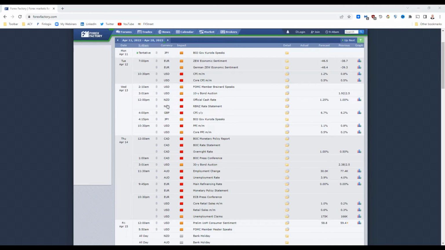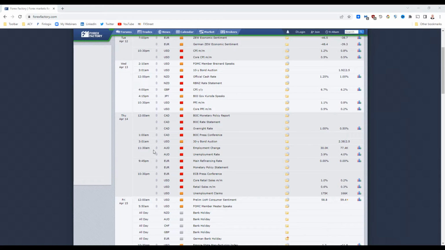Tomorrow noon we have the New Zealand official cash rate coming out. That could potentially affect the Aussie US dollar because they're highly correlated. Later in the day, 10:30 PM, we've got the US PPI and core PPI coming out.